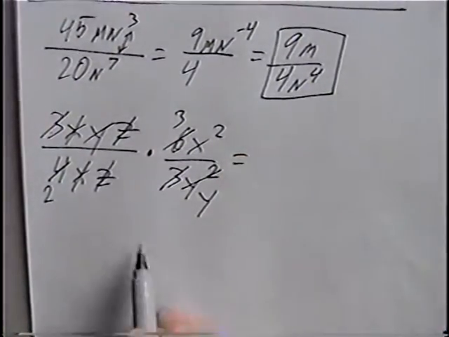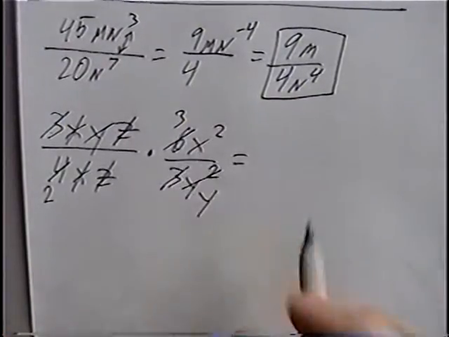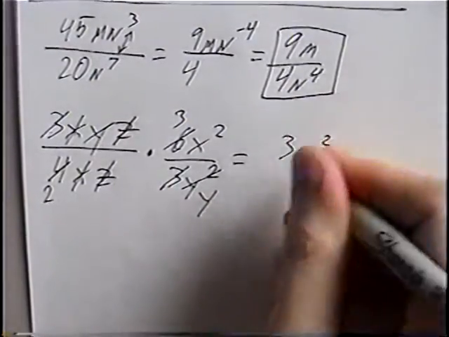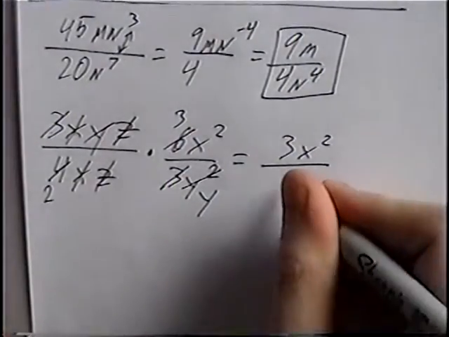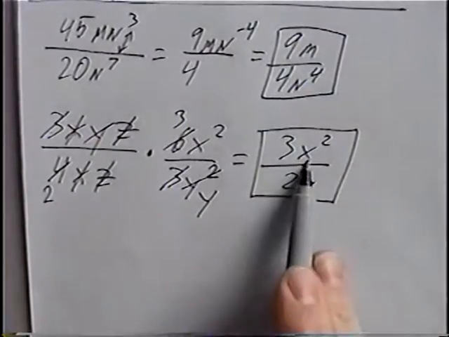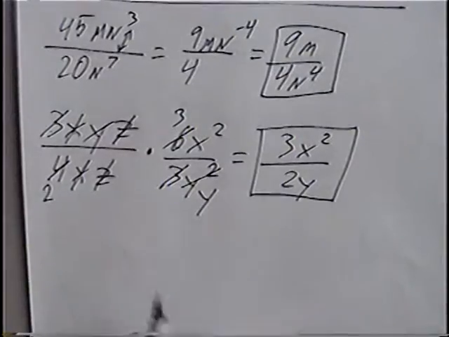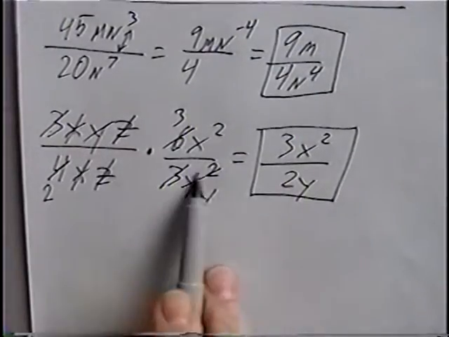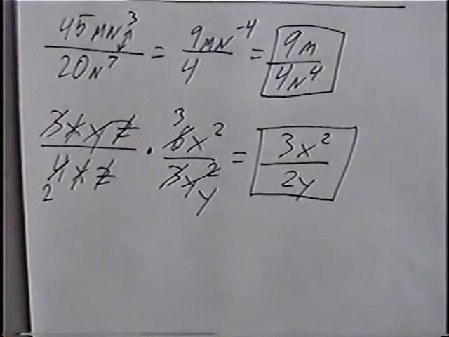And then anything left will be in your answer. All of this got crossed off. We have 3x squared in the second fraction. In the denominator we have a 2 left and a y left, so we have 2y. So final answer is 3x squared over 2y. And again, if you wanted to at the beginning, you could multiply straight across, simplify and reduce, and you'll end up with the same answer.